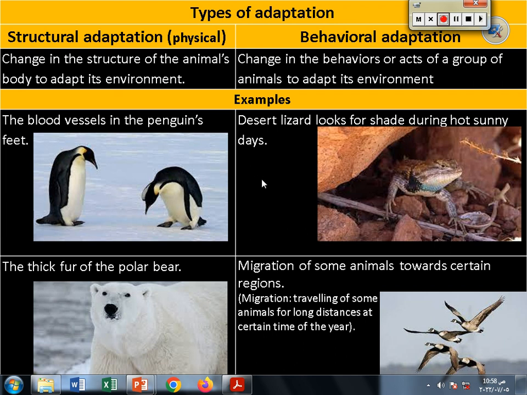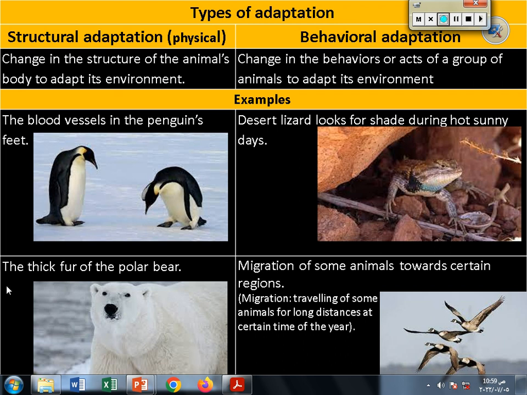So we have two main types of adaptation, structural adaptation or physical adaptation, and we said from its name, structural, it means the animal has a change in the structure to adapt to its environment. Like the blood vessels in the penguin's feet. The feet of the penguin, is it a part of it or something that the animal does? Yeah, it's a part of it. So the feet of the penguin is a part of the penguin, and the adaptation inside it, in the blood vessels, when they wrap around each other, that's called structural adaptation because it's a part of the animal.